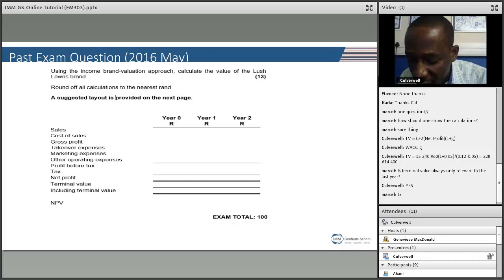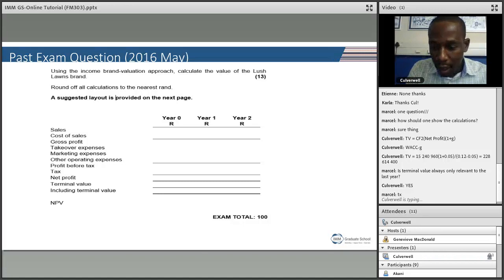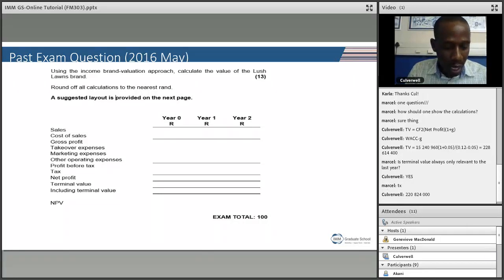220,800, no, it's millions. 220 million. That will give you 220,824,000 as your NPV. 220,824,000 is your NPV. That is the value of your brand for this company called Lush Loans.